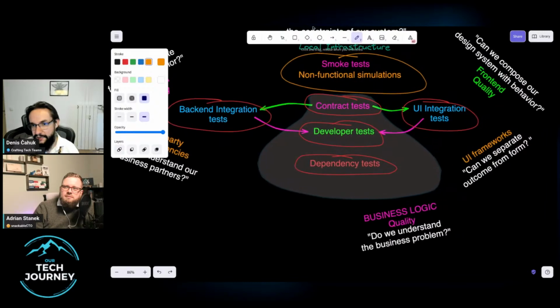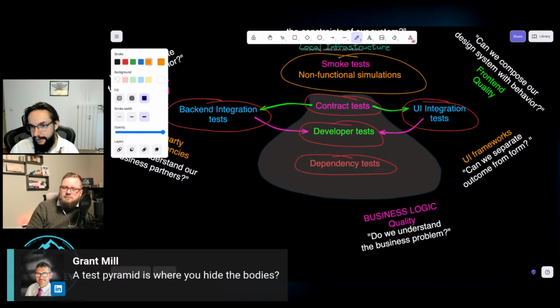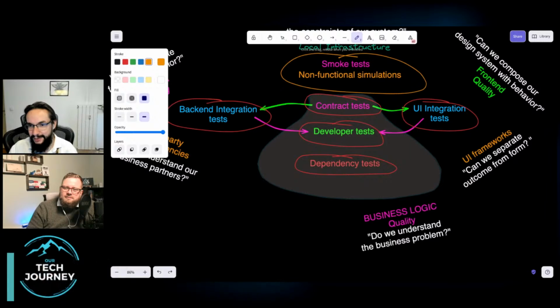We have a few comments here before we move on. Grant says, a test pyramid is where you hide the bodies. Yes, I don't want to talk about the test pyramid. The test pyramid is such nonsense. It is an oversimplification based on a food pyramid that is just silly. No, let's not do test pyramids.